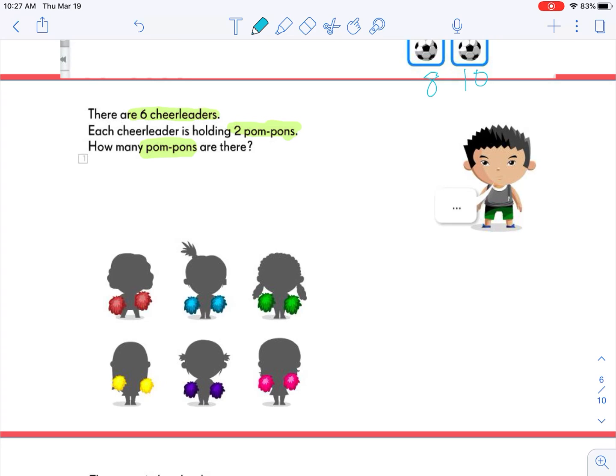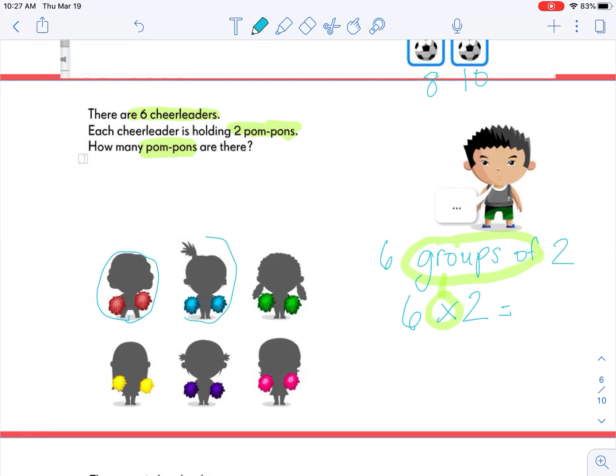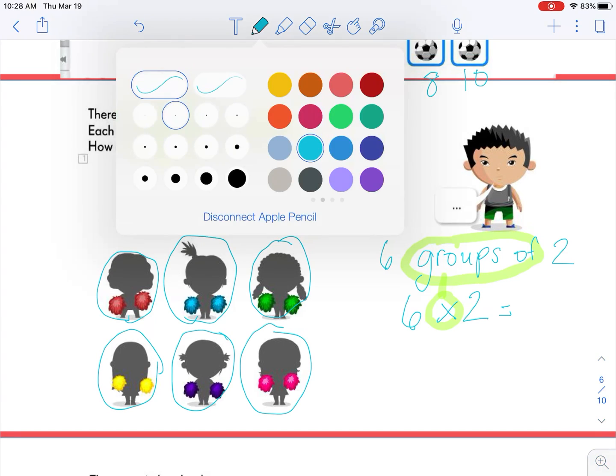Okay, so if we have 6 groups of 2, we write our multiplication equation as 6 times 2. Remember that groups of and the times sign mean the same thing. They haven't necessarily drawn equal groups here, so I'm just going to circle each person and put them into a group, right? If I were to draw that out, I would just draw X's or dots and not draw actual pom-poms.